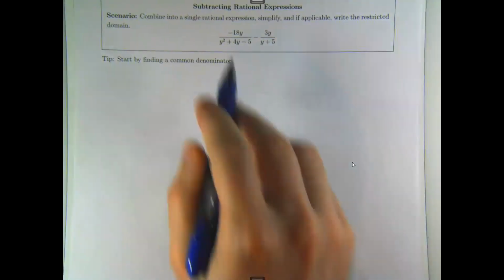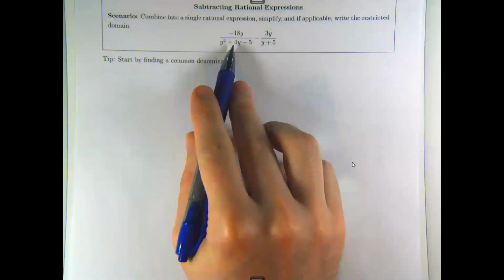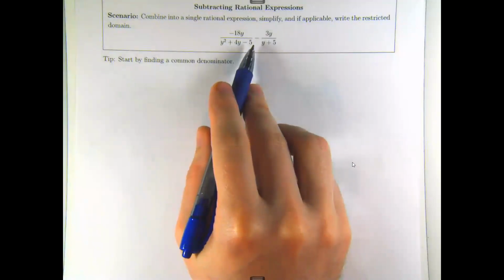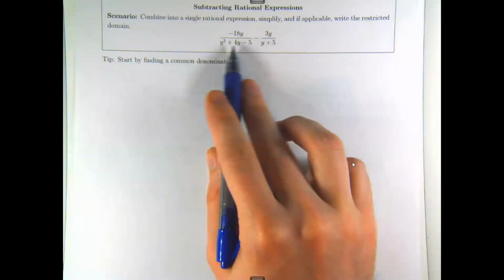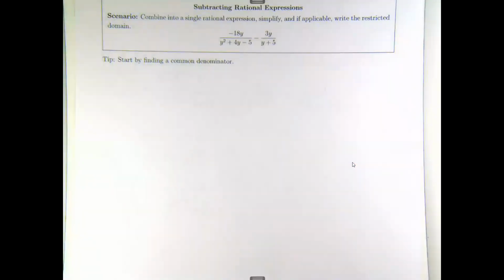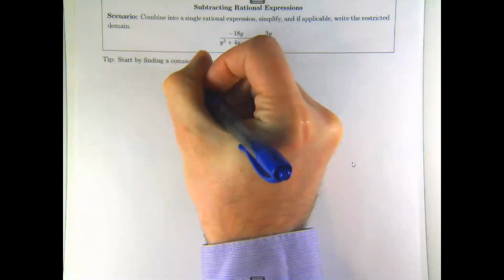Let's look at subtracting rational expressions. Whenever you are adding or subtracting fractions, you need to make sure that you have a common denominator. Y plus 5 is a factor of the second denominator, but it's hard for me to see what's going on with this first one. So the first thing I might do is factor that first denominator.